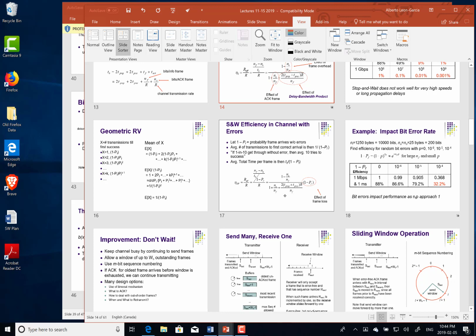Now you have not only the delay bandwidth product hurting you, you have the frame loss probability hurting you. You do this calculation again for different bit error rates, and you see, of course, that it does poorly. Now, 1 minus PF is equal to e to the minus NF times PF. That's a very useful expression when you're doing calculations, because the probability of frame error is determined by the probability of bit error. So you need to know this expression.